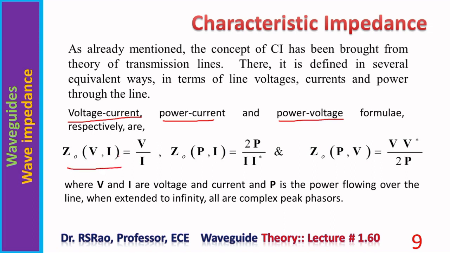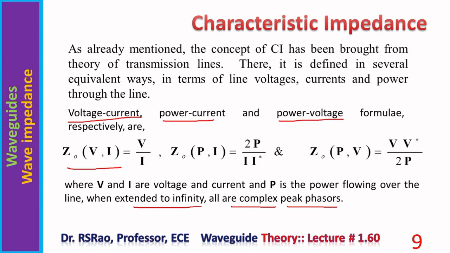Z0, the characteristic impedance, is V by I, or 2P by I I conjugate, or V V conjugate by 2P, where V and I are voltage and current phasors actually. P is also a phasor, the power flowing over the line when extended to infinity, and all are complex peak phasors or amplitudes. The point here is, when we use these definitions, all the three definitions give the same value for characteristic impedance.